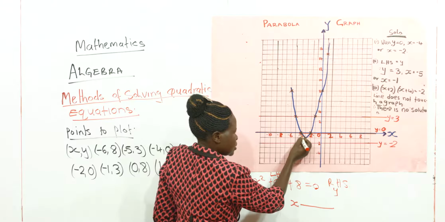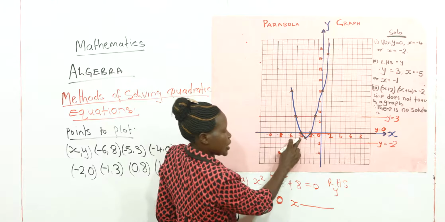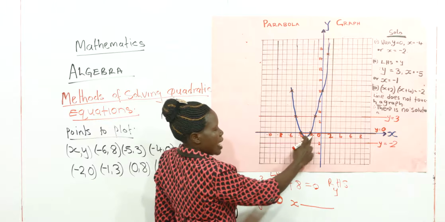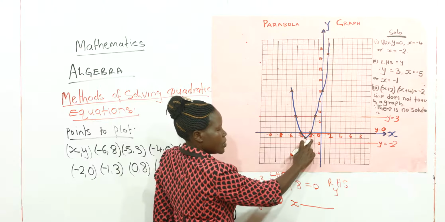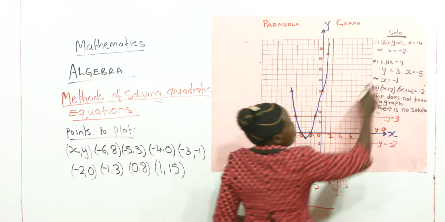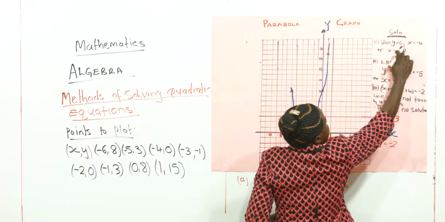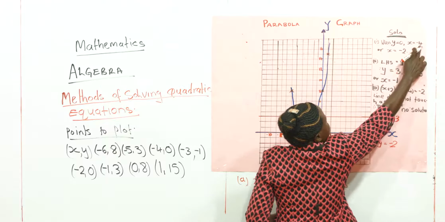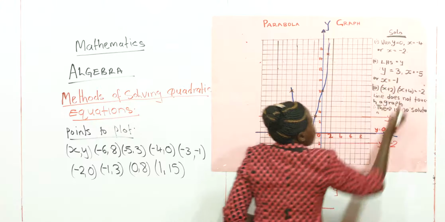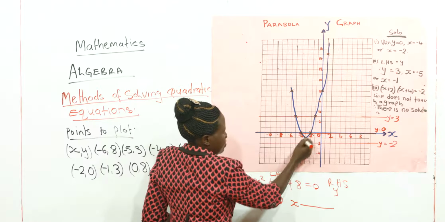If y is 0, what will x be? x will be negative 4, and x will be negative 2. That is y equals 0, x equals negative 4, or x equals negative 2. That is your part A.